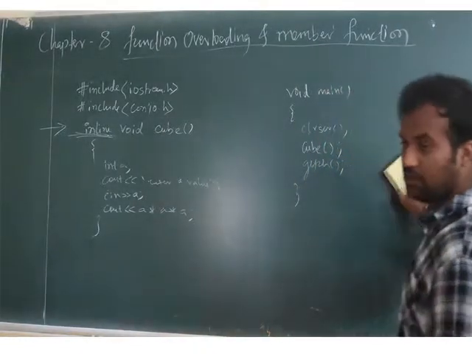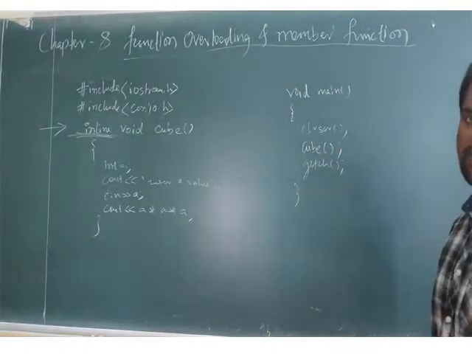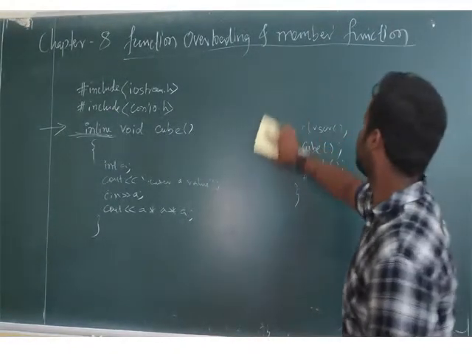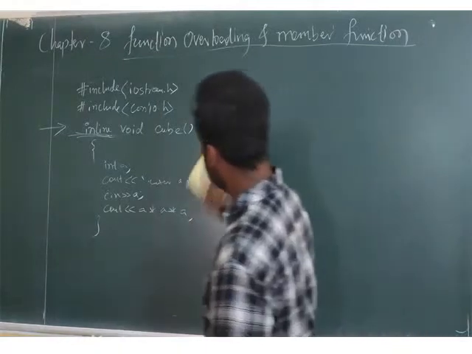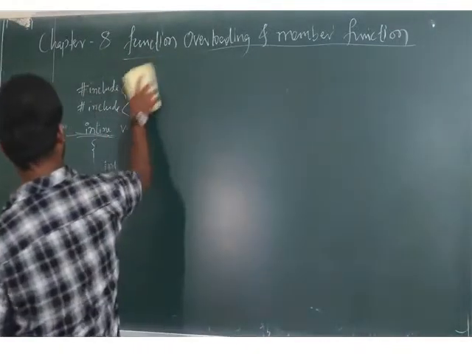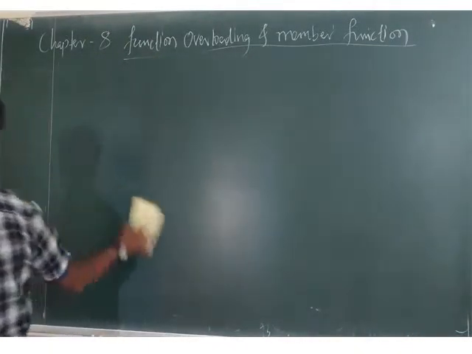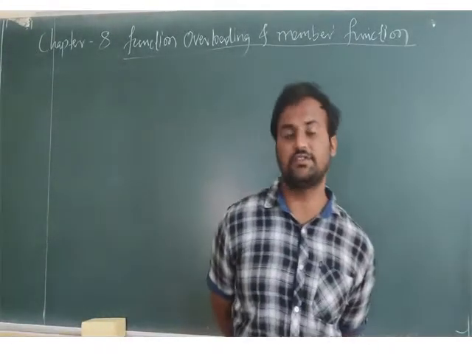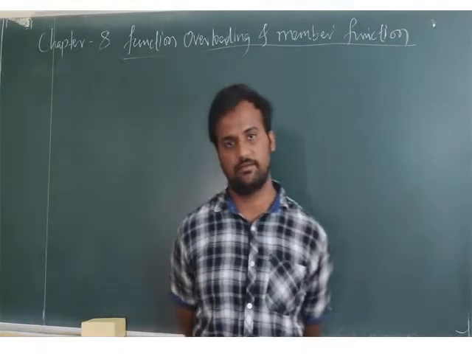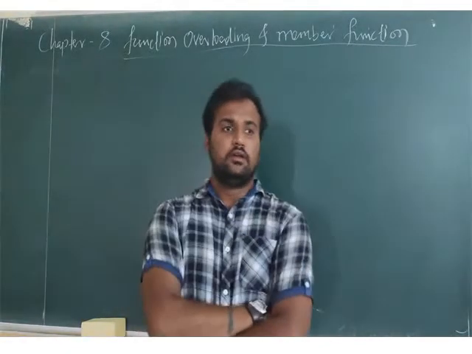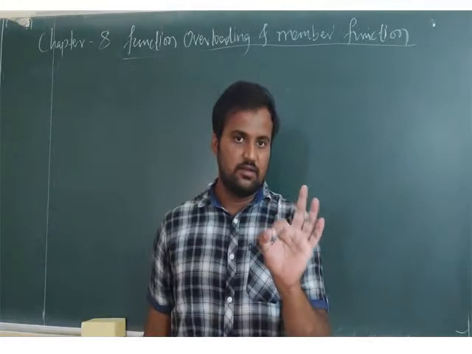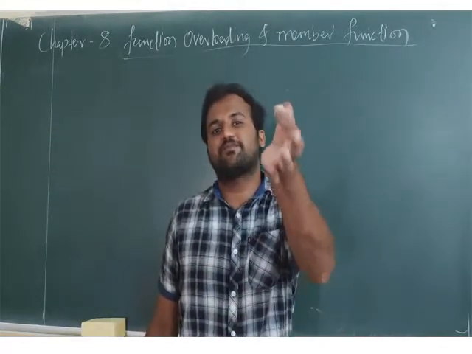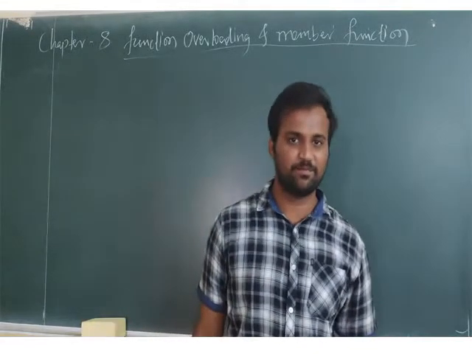Next, you see, function overloading topic is over. Inline function is over. This is the last topic. The last topic name is called friend function. What is the meaning of friend function? See, first we learn what is a friend. A friend means one who has the eligibility to access private information, right?